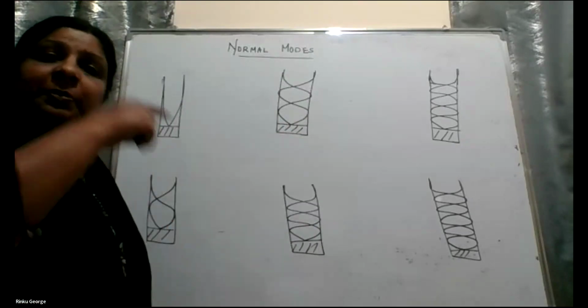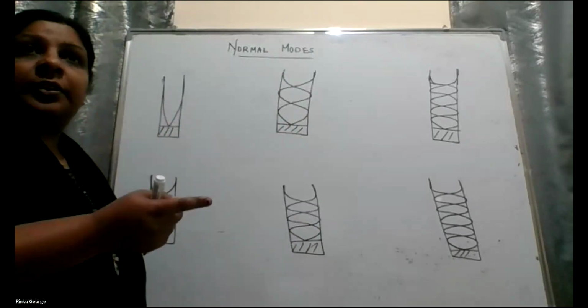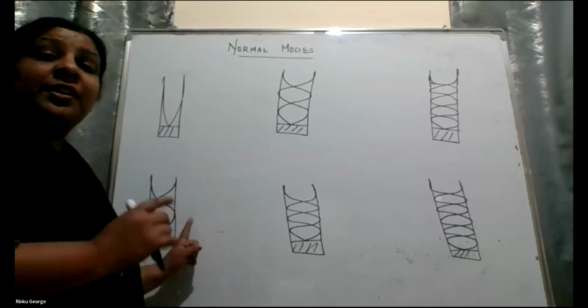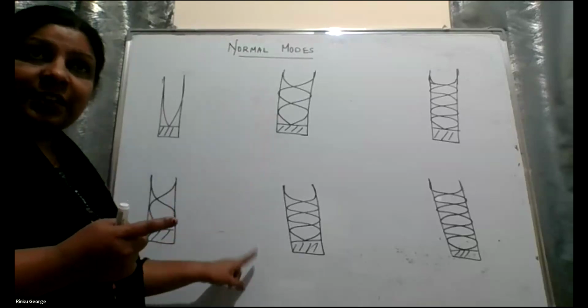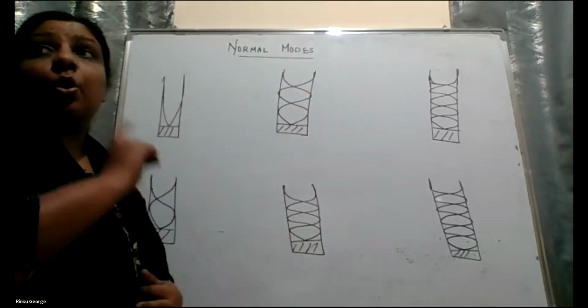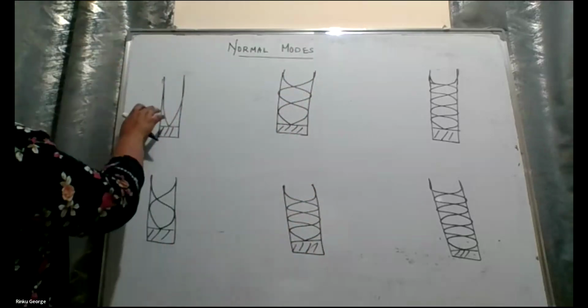Why? Because in the previous case, second harmonic was 2 nu 1, third was 3 nu 1. Here in the second mode you will get 3 nu 1. This will be 5 nu 1, 7 nu 1, 9 nu 1, 11 nu 1. You will have only odd harmonics. That's what. So this is first mode.